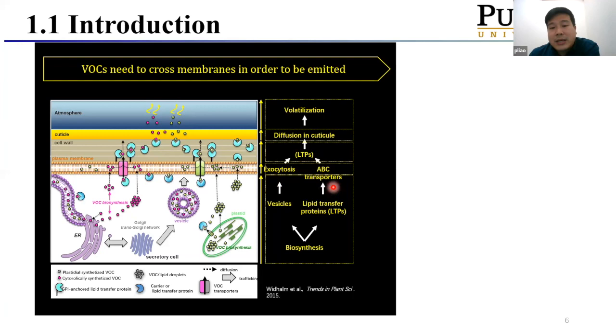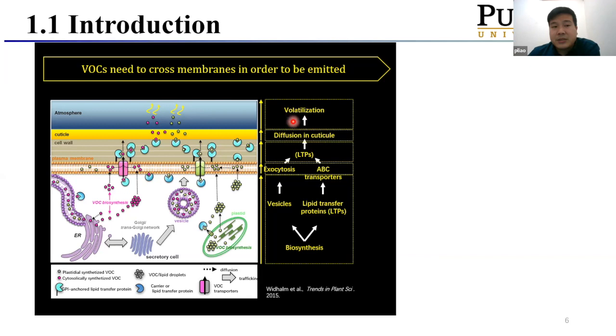And then after crossing the plasma membrane, they need to go to the cell wall. So for the cell wall, our hypothesis is that maybe some lipid transfer proteins located in the cell wall might help in this step. And then finally, they will diffuse in the cuticle, and finally be emitted to the atmosphere.